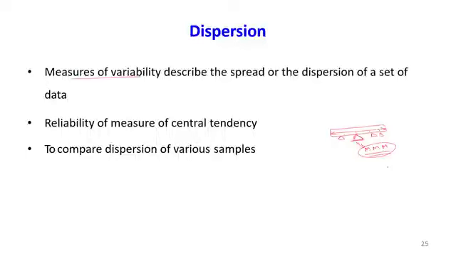For example, if I say the mean is, let's suppose, 33, and the variability is low, then I can rely on this particular mean. But if the mean is 13 and the variability among the values is very high, then I cannot go with the mean, because you know the mean is sensitive to extreme values. If there is too much variance in the data, there could be a lot of extreme values in the data. In that case, I cannot rely on the mean. I should go with median or mode. So that is the reliability I can achieve with the measure of dispersion.